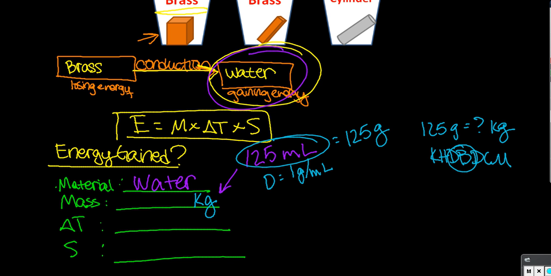To convert from your base unit grams and go to kilograms, that's 1, 2, 3 to the left. 1, 2, 3. We end up with 0.125 kilograms. And the change in temperature is the final temperature minus the original.